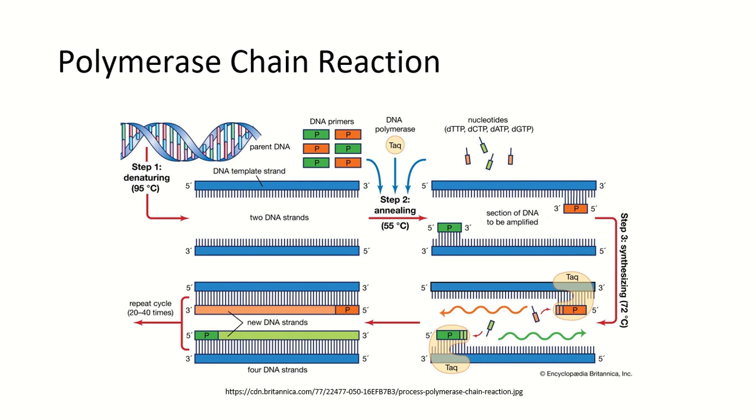So we have three steps: denaturing, annealing, and synthesizing. In denaturing, both the strands of DNA get separated from each other. In annealing, primers get attached to the single strands of DNA. In synthesizing, the Taq polymerase will attach to the primer, and the complementary nucleotides will attach to the single strands of the DNA, and two new DNA strands are formed. The cycle is repeated to form more DNA strands.